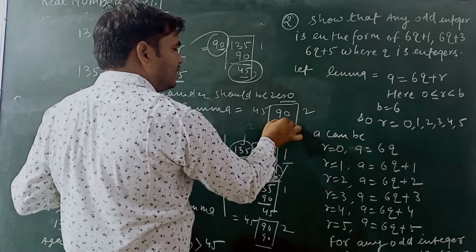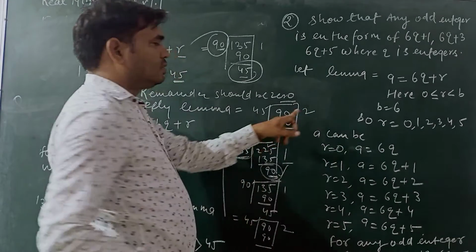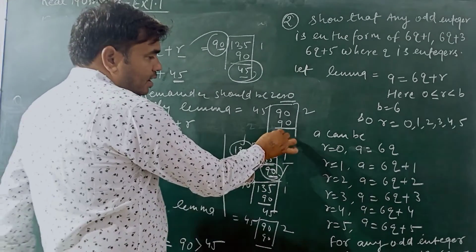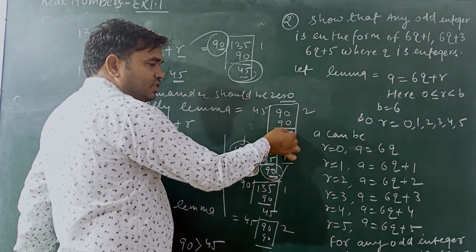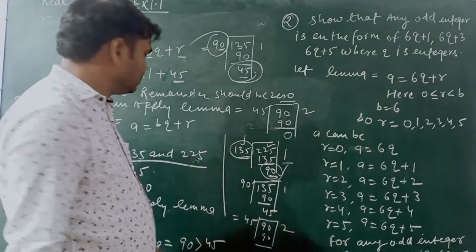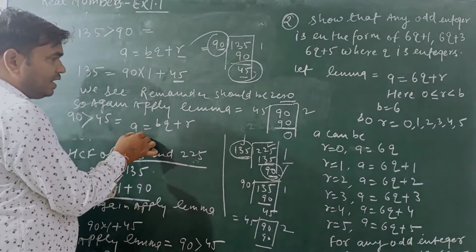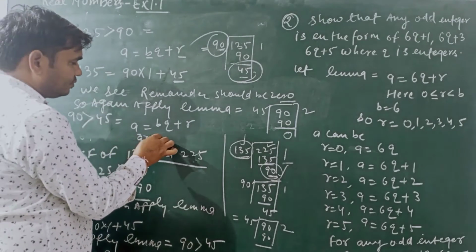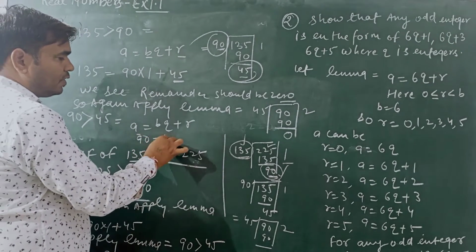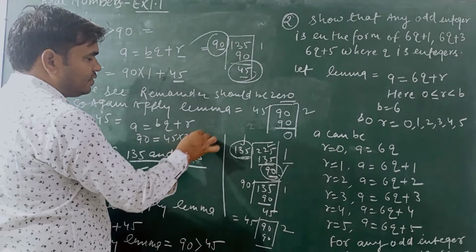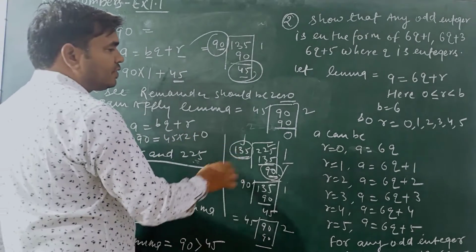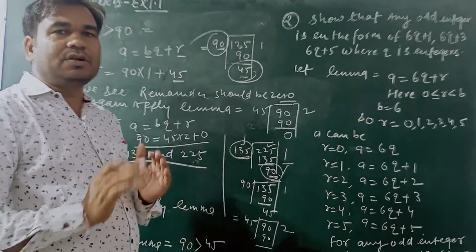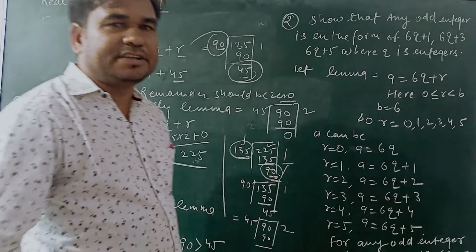So here you see, 2 times the divisor 45, so we find 0 as a remainder here. So after that we see that 90 equals 45 multiplied by 2 plus 0. So here you see this is the condition we satisfied. Finally we got 0 as a remainder.